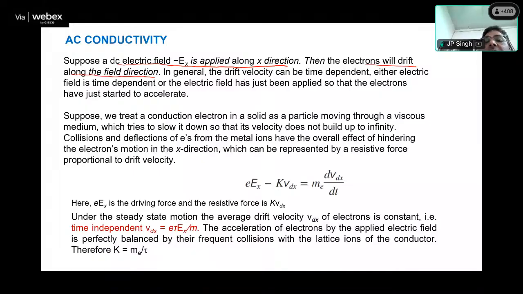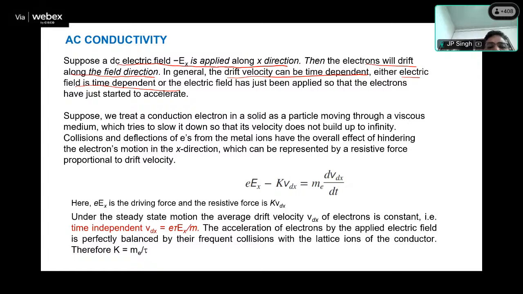Now the drift velocity in general can be time dependent also. We have not discussed any time dependency of the drift velocity, but it can be time dependent. If the field we are applying is time dependent, then my velocity can be time dependent, or if we just switch on the field, the electron just started accelerating. So there are two conditions because of which the drift velocity can be time dependent.